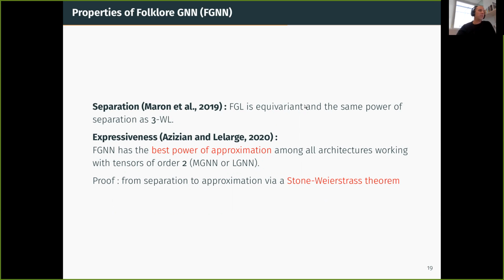So as I said, it has the same power of separation. It's as expressive as the Folklore Weisfeiler-Lehman test, which is strictly more expressive than the previous test. And what we proved is that we can characterize all the continuous functions you can approximate with this graph neural network by deriving a Stone-Weierstrass theorem. And the result of Maron et al. implies that this Folklore GNN has the best power of approximation among all architectures working with tensors of order 2 for the graph. So if you consider only tensors of order 2, like adjacency matrices of the graph, you have the best power of approximation among all the architectures which are known so far.